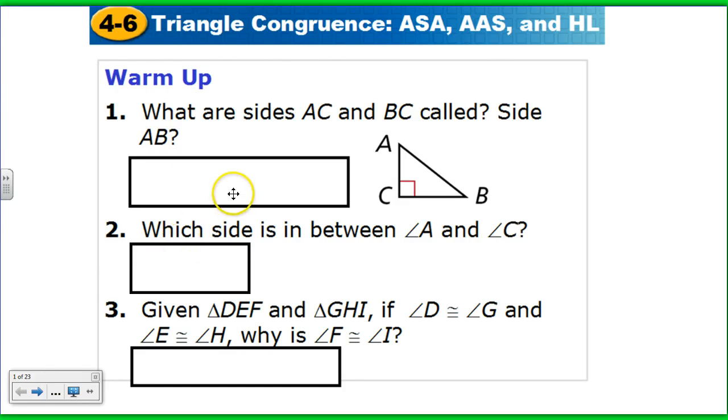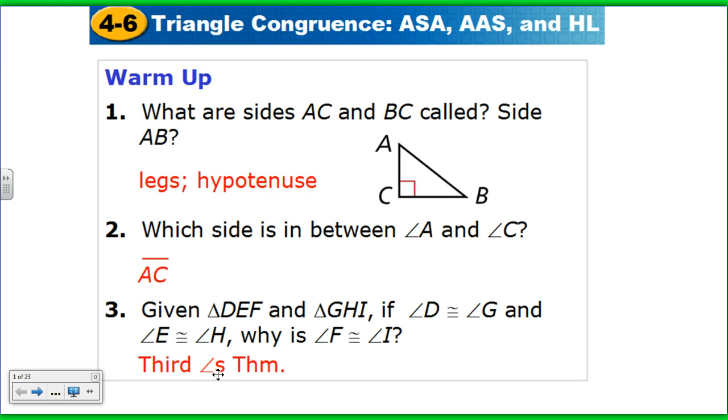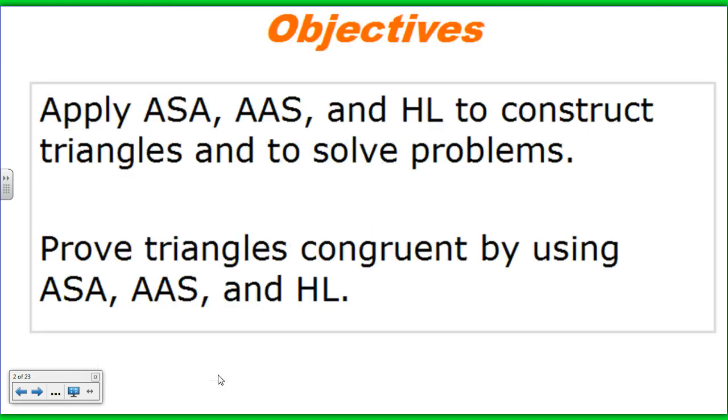So, AC and BC are legs, and AB is the hypotenuse. The side between angle A and C, segment AC. And the third angles theorem. Today we will apply ASA, AAS, and HL to construct triangles and to solve problems. We will also use these postulates to prove triangles are congruent.